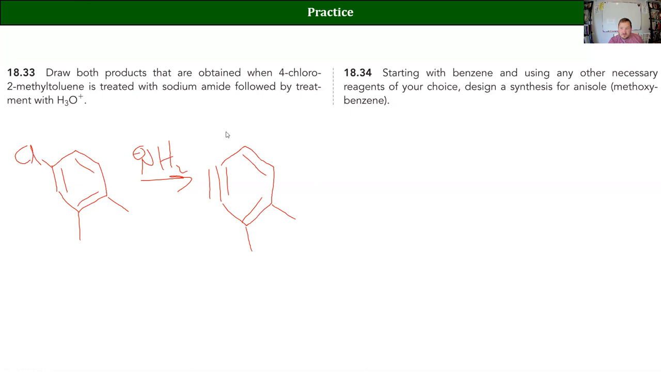So strong base, good leaving group. Tells us that we're probably going to go through this elimination addition. If you have a strong base, elimination is a possibility. If you have a strong base that's also a strong nucleophile, then after you make that elimination product, you can do an addition. So the benzyne intermediate would look like this. Would we get a different intermediate if we made the pi bond the other way?